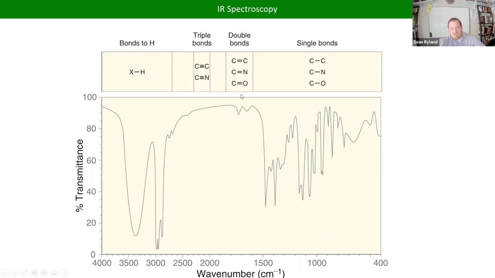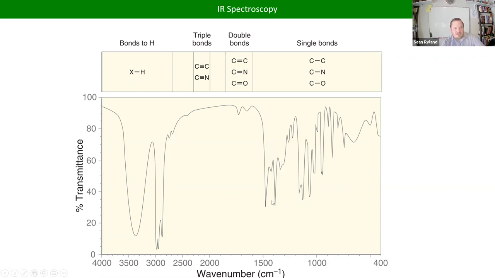Any double bonds that you have are going to show up in this region from about 1600 to 1800. Any triple bonds you have are a little bit higher in frequency because they're stronger bonds. So triple bonds show up more in this 2000 to 2200 range. And a lot of these single bonds where you have larger atoms on both sides are actually really hard to interpret, because there are lots of different kinds of vibrations that can happen. You wind up with these things all sort of overlapping with each other, and it gets really hard to tell what's what.